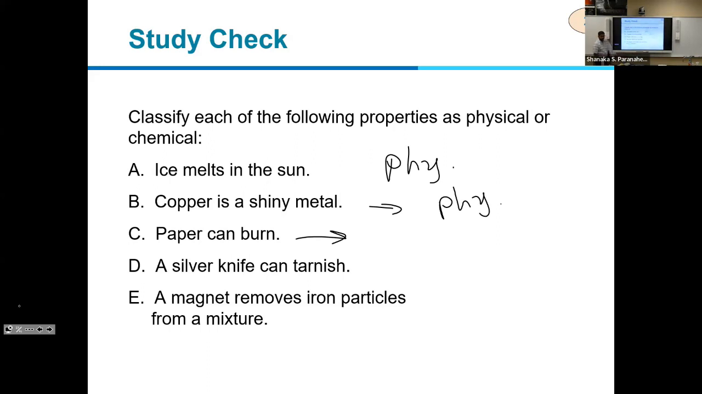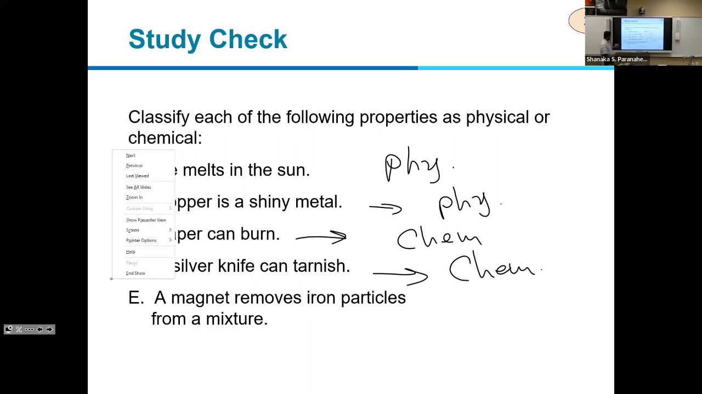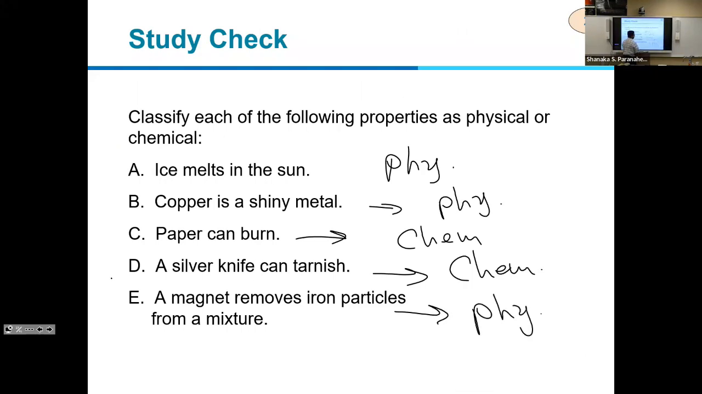And paper can burn, it's chemical. During the burning, it's going to produce ash and carbon dioxide, so it's going to be chemical. And silver knife can tarnish, chemical. Those who have silver jewelry may have experienced this. After a certain time, it's going to have a gray coating because there's a reaction between silver and oxygen from air. So it's a chemical reaction. A magnet removes iron particles from a mixture, physical or chemical? It's physical, and it does not change the substances, so it's just physical.